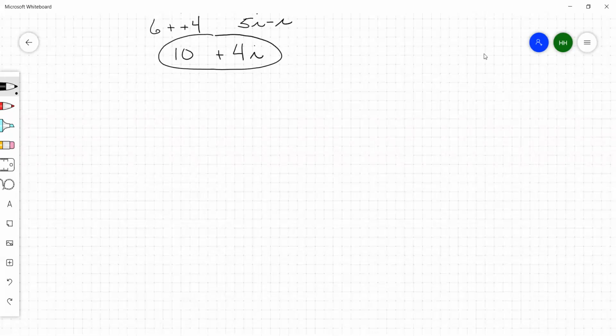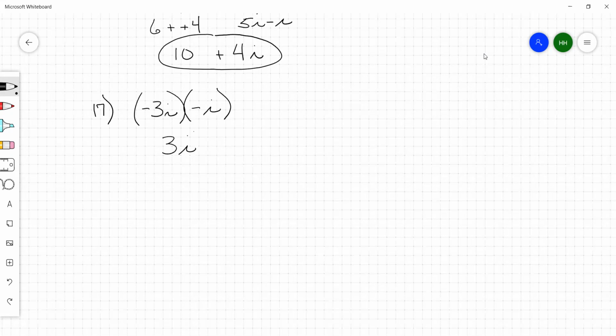All right, number 17. Got negative 3i times negative i. So we got a negative times a negative, which is a positive, right? So look what we got here. We got 3i squared.